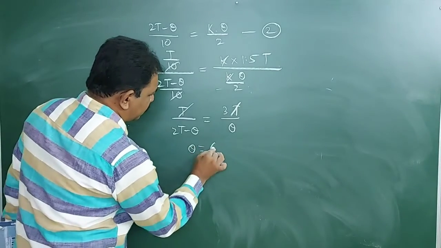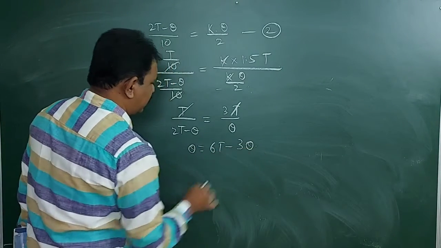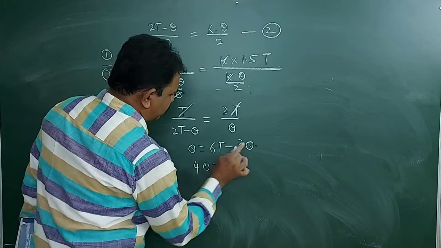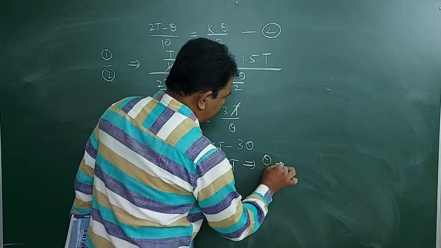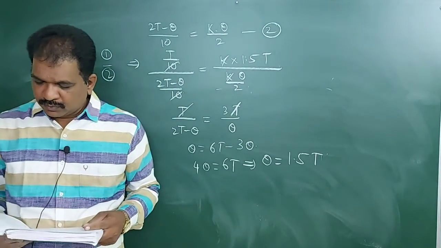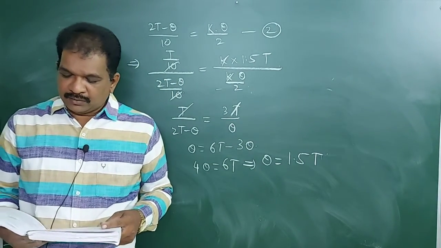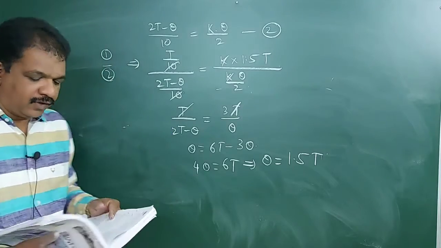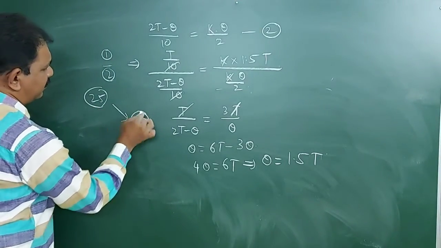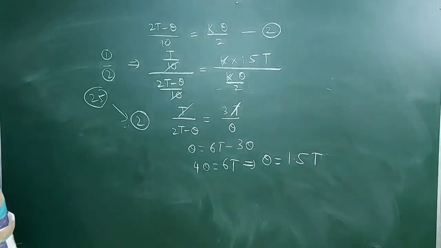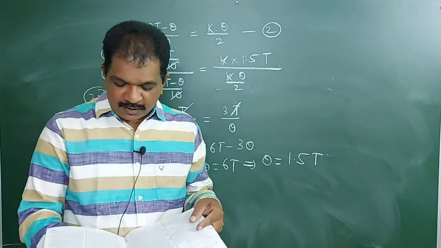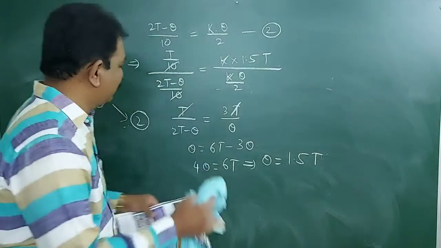Theta is equal to 60 minus 3 theta. Then 4 theta is equal to 60. Theta is equal to 1.5T, so 3 by 2T. So what is option 25? It will be the second option. Okay. Next, 26. You see, we are coming to the last. Just 2-3 problems are there. We'll finish in this class.